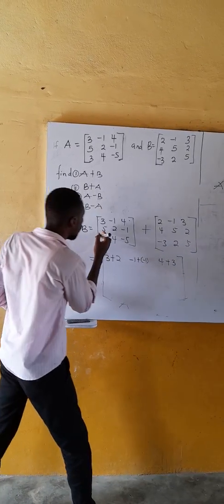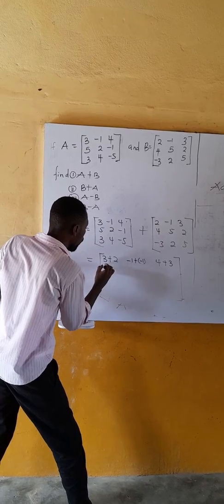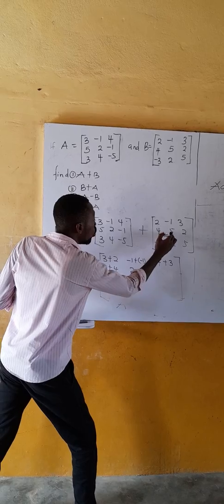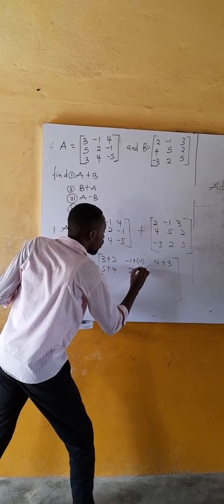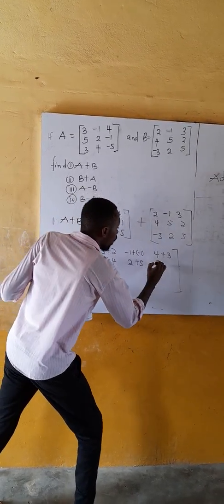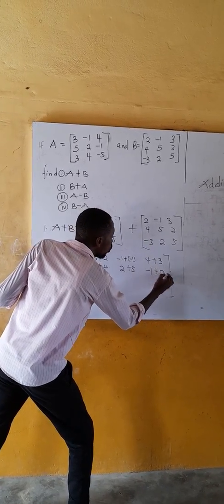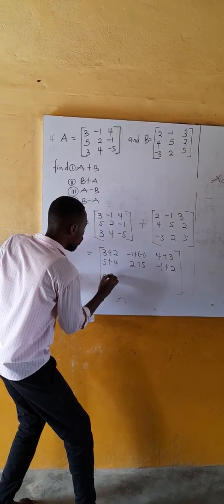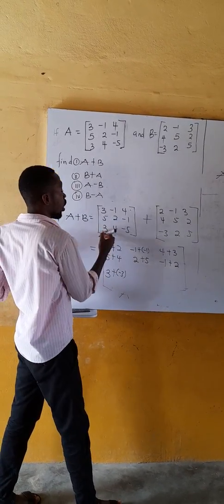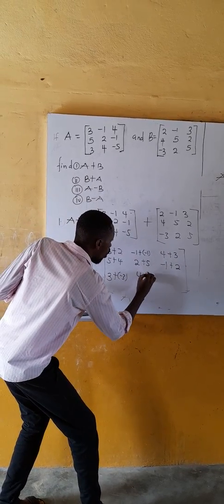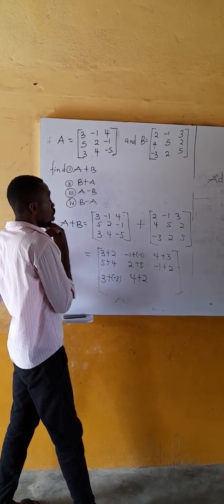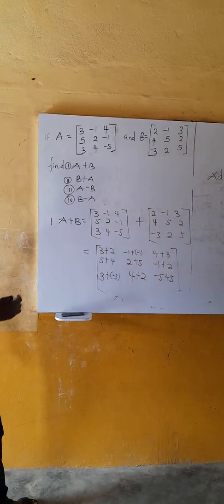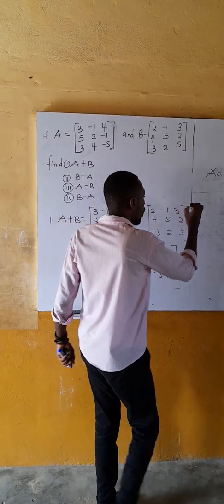Then we do for the second: 5 plus 4, 2 plus 5. Then negative 1 plus 2. I hope you get that. Then 3 plus negative 3, 4 plus this 2. Then negative 5 plus 5. So what do we get?